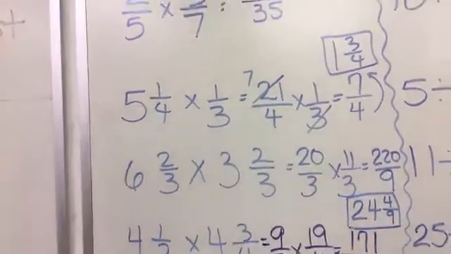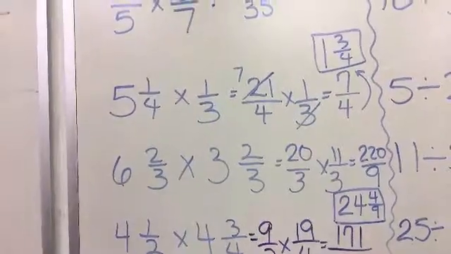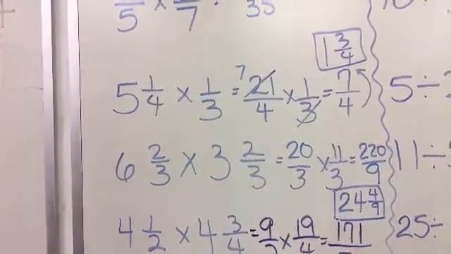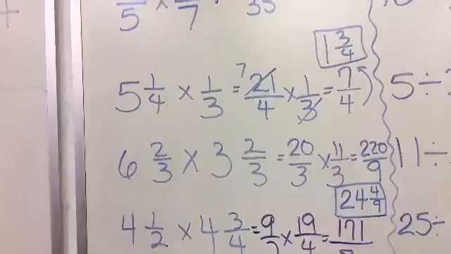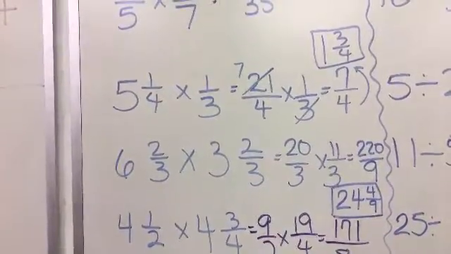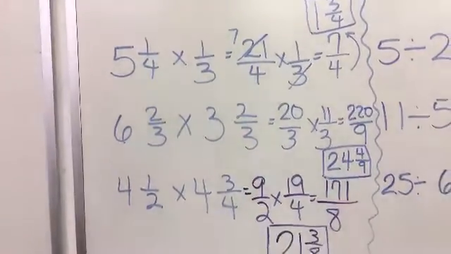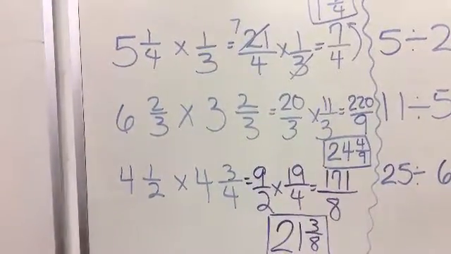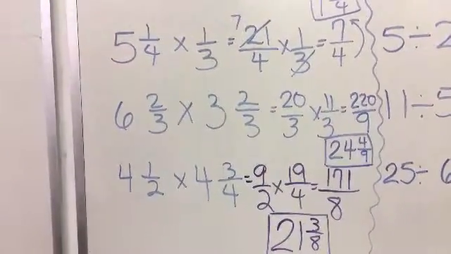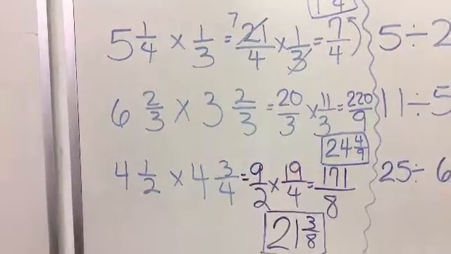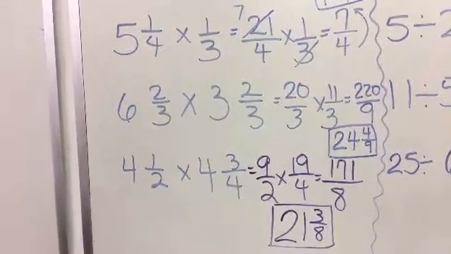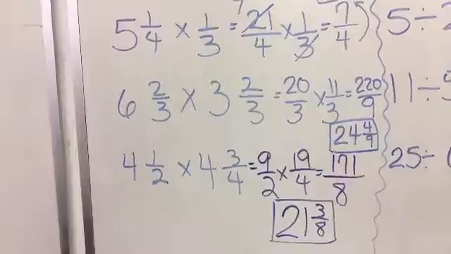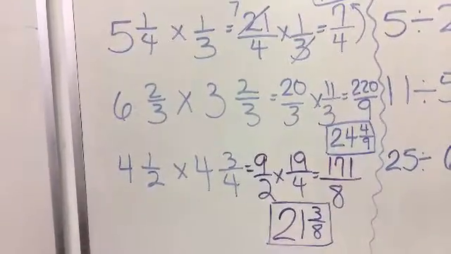Here's problem number 3. You ended up with a big number, 220 over 9, but that turns into 24 4/9. And here we had to turn both numbers into improper. Nothing canceled, and we got this huge 171 over 8, which we turned into 21 3/8.